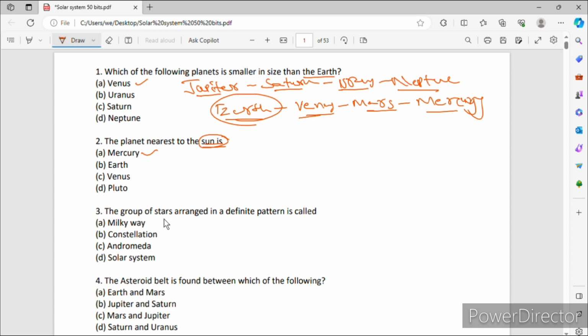And the group of stars arranged in a definite pattern is called as. See friends, we have already discussed this. So that is stars arranged in a definite pattern. That is called constellation. We know that, constellation like Big Bear, that is called Saptarishi, and Cassiopeia. Big Bear is used to find out the pole star. And like that.